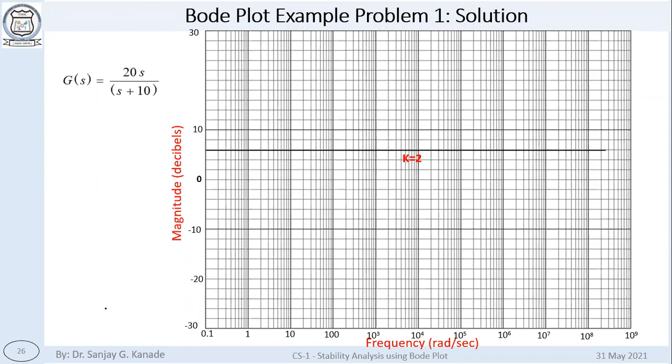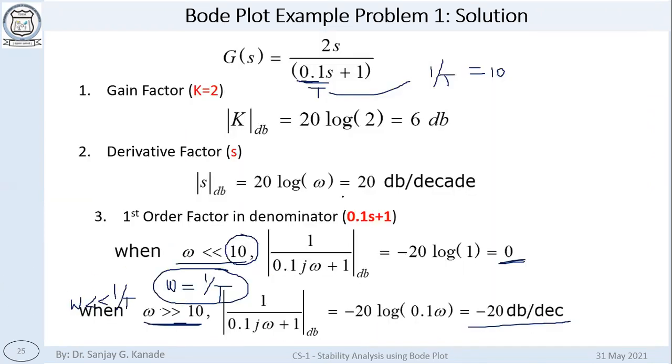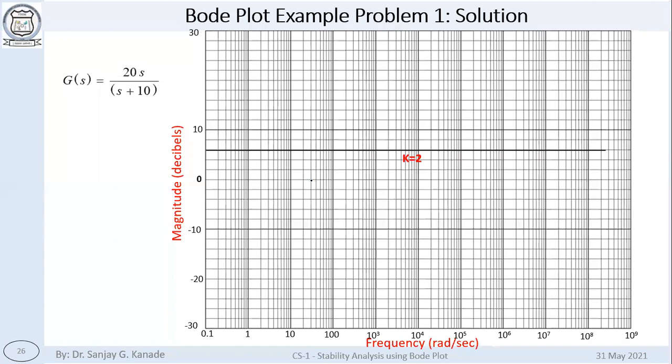For the first factor, K is equal to 2, meaning the gain factor. This is the horizontal straight line. Is it correct? What was the value of gain in magnitude in decibel units? See, it was 6 dB. So here is the line at 6 dB. See here, this is 0, this is 10. So each line here is of 2. So this is the 6 dB line. Okay, a horizontal line at 6 dB.